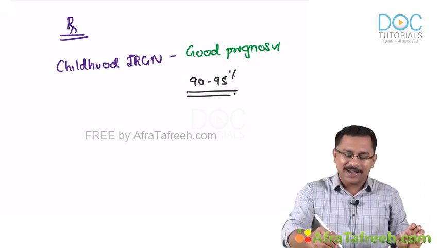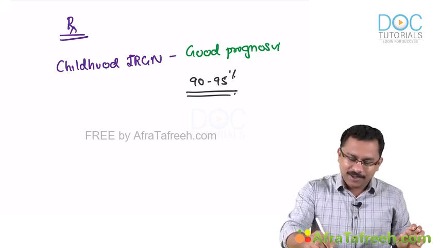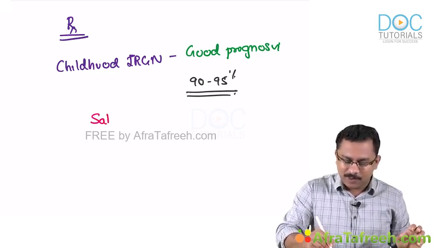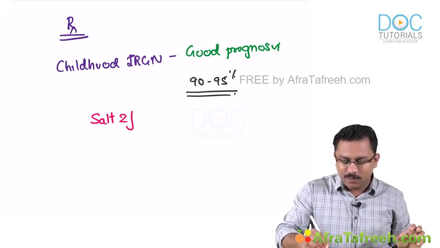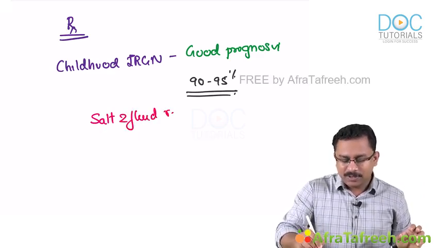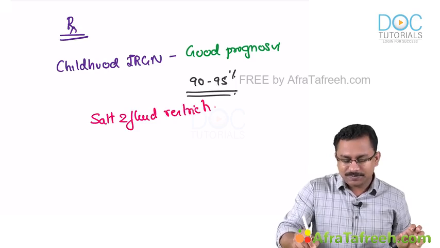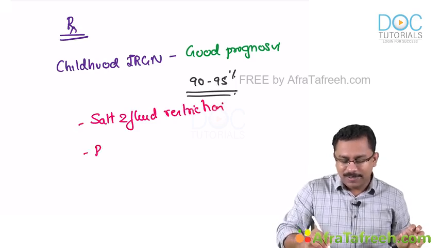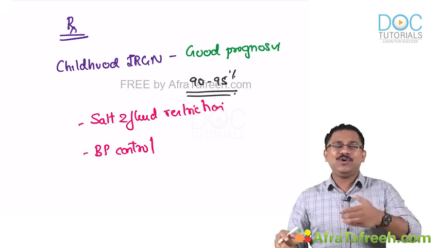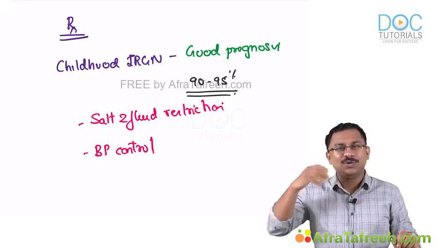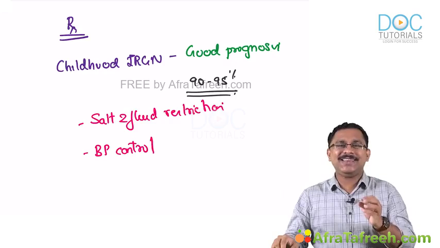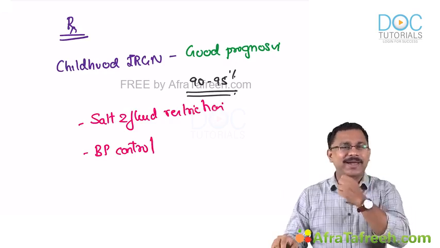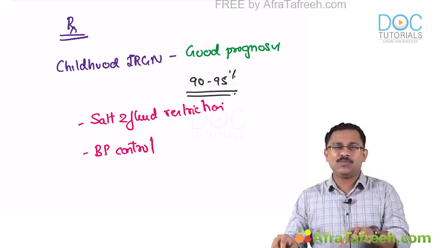You have got to have adequate salt and fluid restriction. You have got to have BP control. You have got to periodically check your BP. You do not want the BP to shoot up, and you have got to serially monitor the creatinine. And in most cases, the patient would improve.